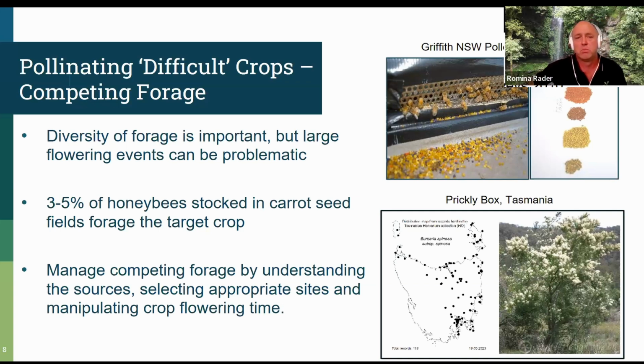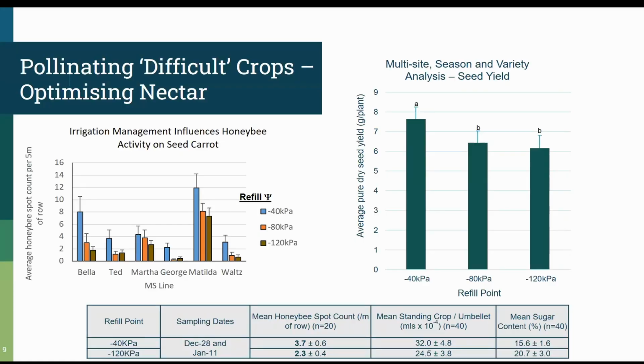And we use both those approaches. We put a lot of time into site selection, but also manipulating flowering time of the crop where we can to avoid those big bloom events. But the other key thing is to optimise nectar production. And we do a lot of work on the way we set crops up. We've done a lot of research looking at the drivers for nectar production. We know that temperature and water potential, moisture stress are really important.